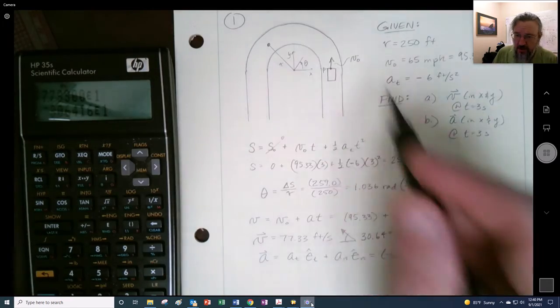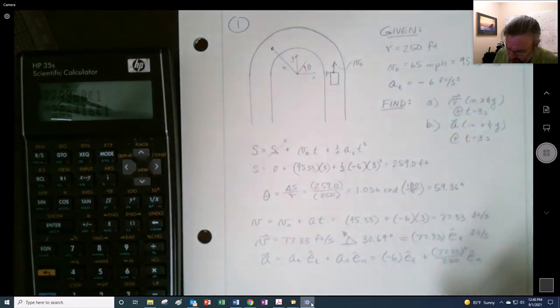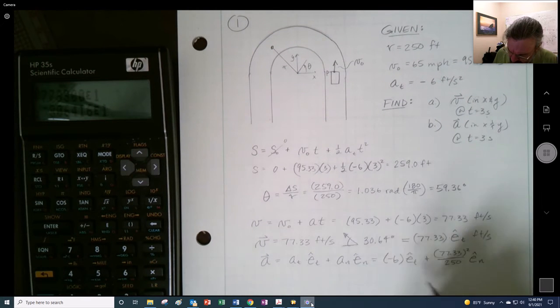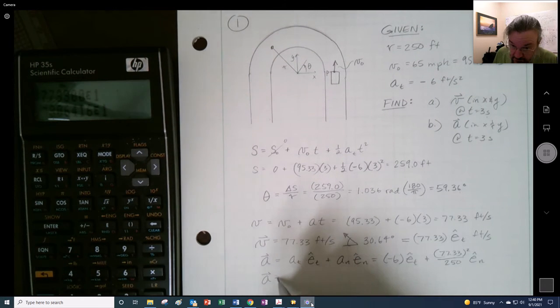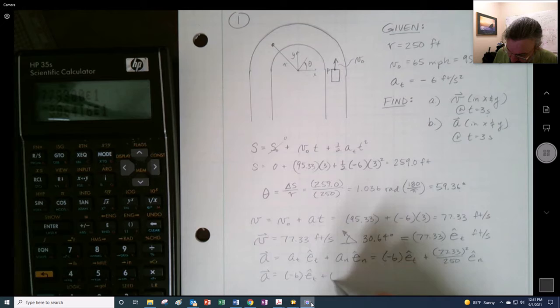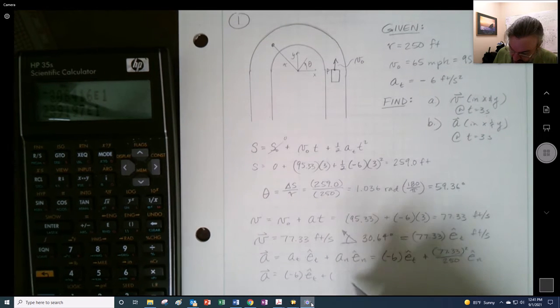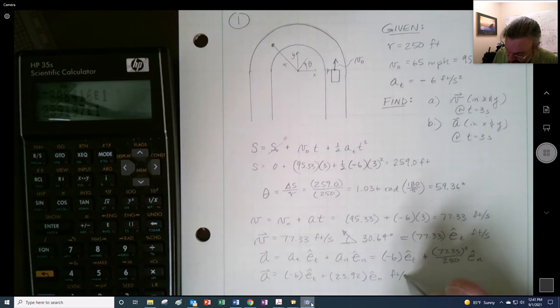I will draw the coordinate axes here in a second. So that means that the acceleration is going to be -6 ET plus this squared divided by 250. So 23.92 EN, and this is feet per second squared.